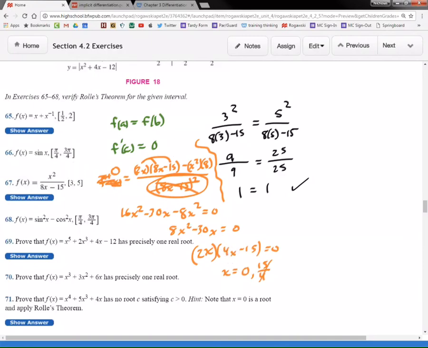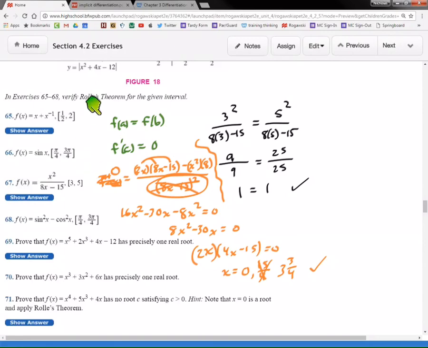How can I write 15 over 4 as a mixed number? That would be 3 and 3/4. Because 4 goes into 15 3 times, there's going to be a remainder of 3, so I have 3 and 3/4. And 3 and 3/4, is that between 3 and 5? Heck yeah, it is. Check mark. Therefore, Rolle's theorem has been proven. It shows that it works for this particular problem.